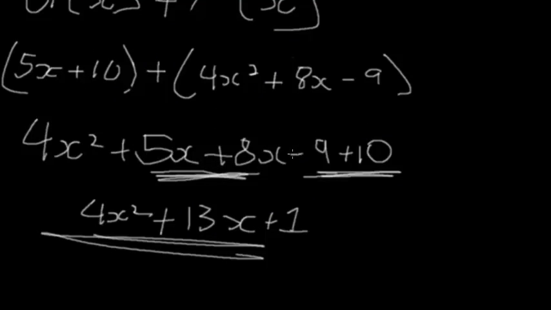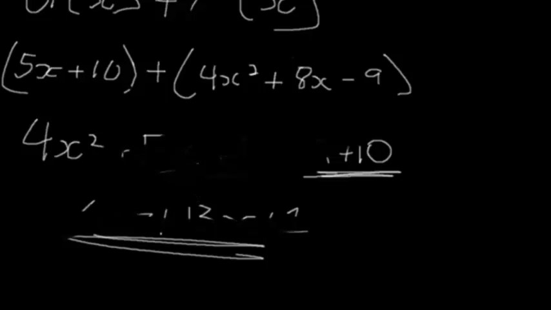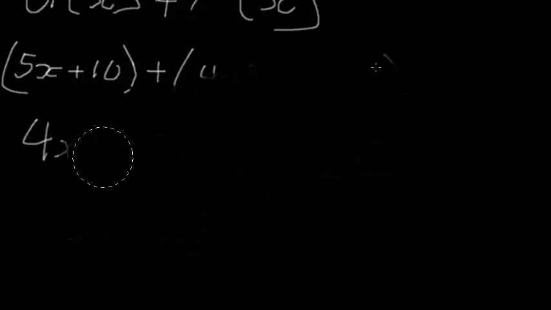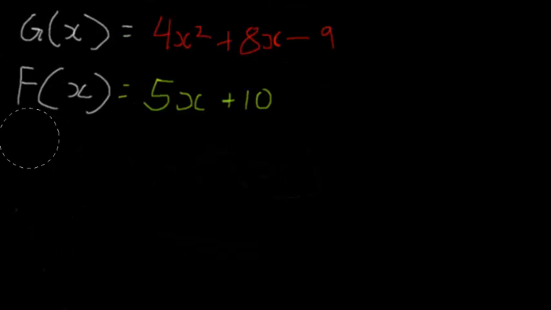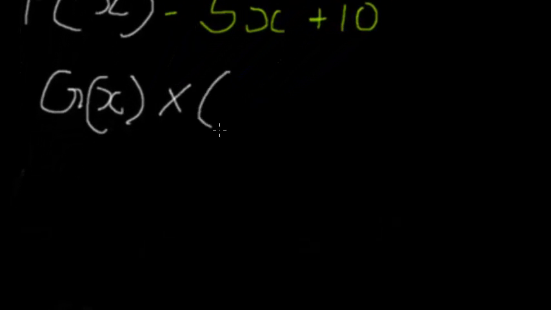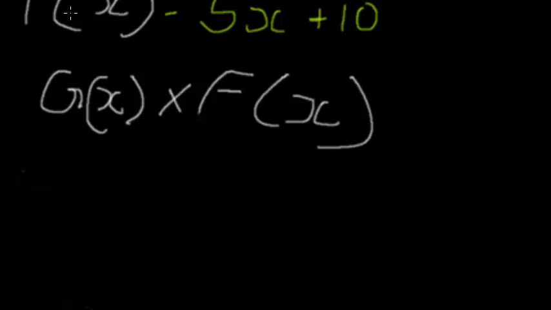Also, we can do this with multiplication. Let me just erase this, and make it bigger. There we go. So we can also make it g of x times f of x. So we can just put this and multiply them together.